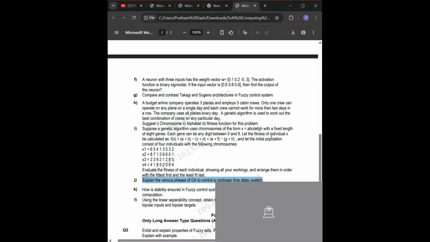Explain the various phases of genetic algorithmic control in nonlinear time delay system.